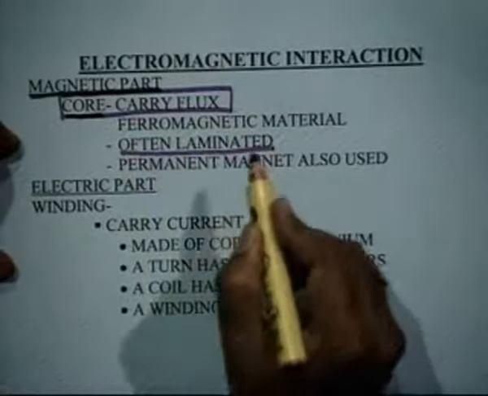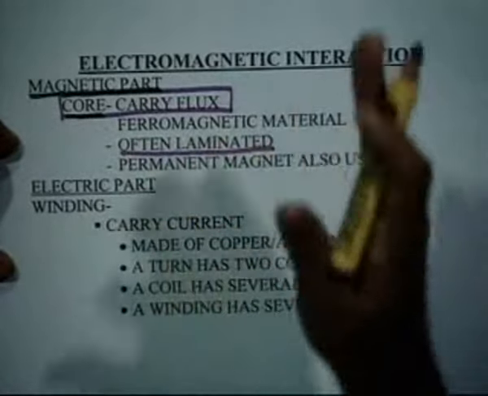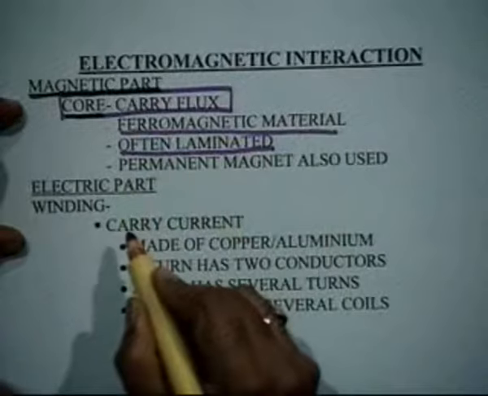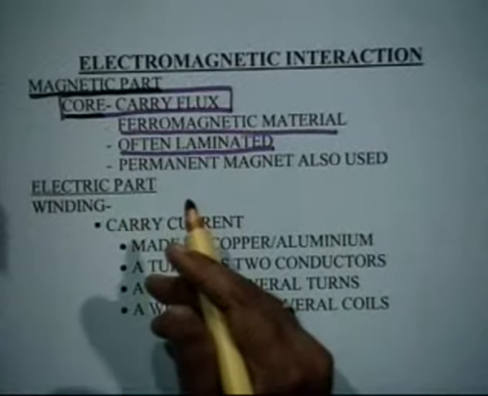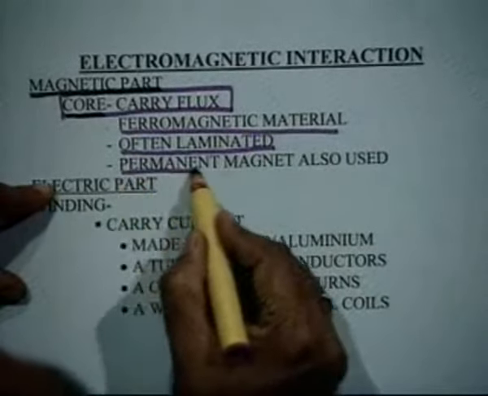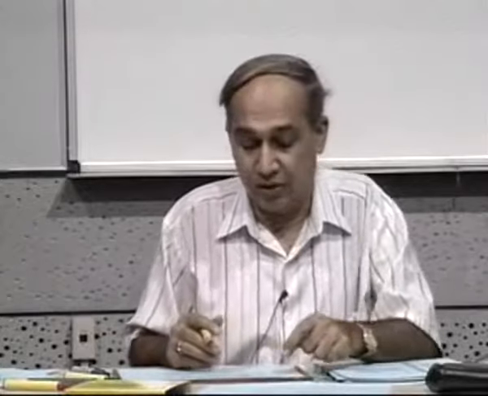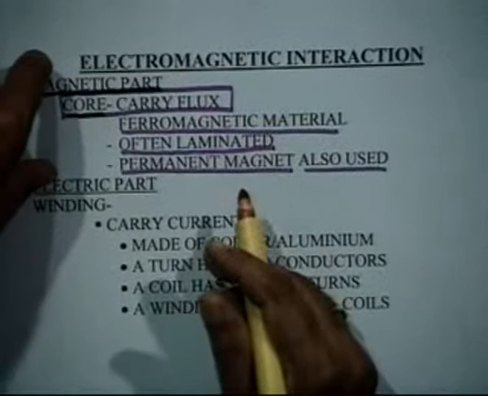So a core is not generally a solid structure. The core is made up of laminations, or stampings, which are stacked together to form the structure which you call a core. So we have noticed that the material is ferromagnetic and laminated, and the magnetic part may also often consist of a permanent magnet in some machines. In some machines the magnetic path will also consist of permanent magnets. So this is the magnetic part of a machine.